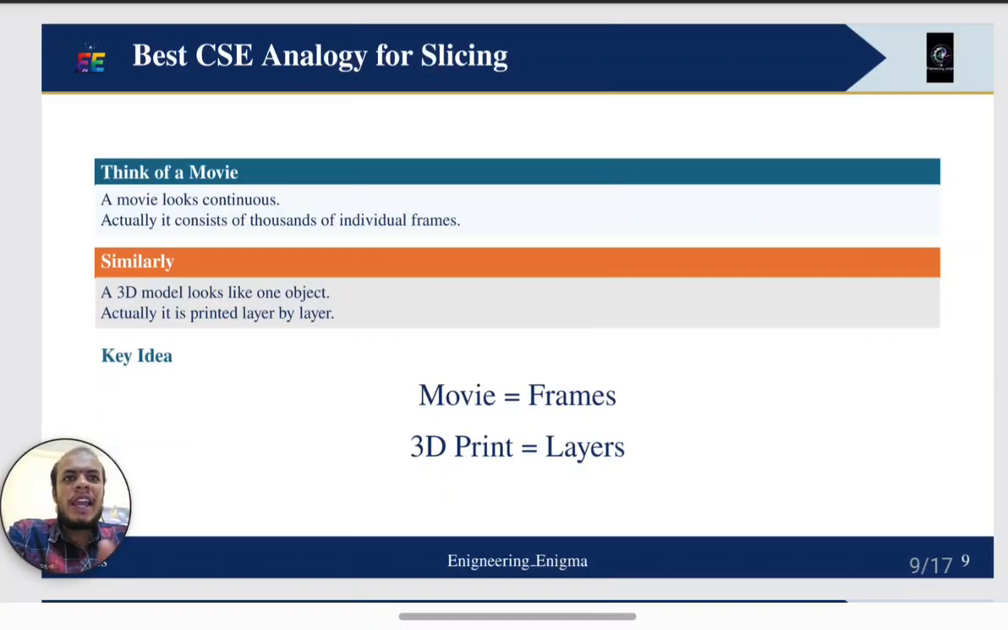Let me explain slicing one more time because it is extremely important. Think of a video. A video is actually a collection of thousands of images displayed rapidly. Similarly, a 3D printed object is actually a collection of thousands of printer layers. Movies become smooth because frames are combined one after another, and layer by layer, the 3D object becomes complete because layers combine. So this is the easiest way to understand slicing.